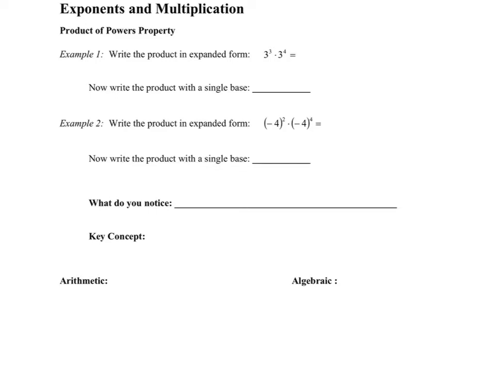So let's first discuss the product of powers property. And let's look at example 1. It states, write the product in expanded form. And we have 3 to the third power times 3 to the fourth power.